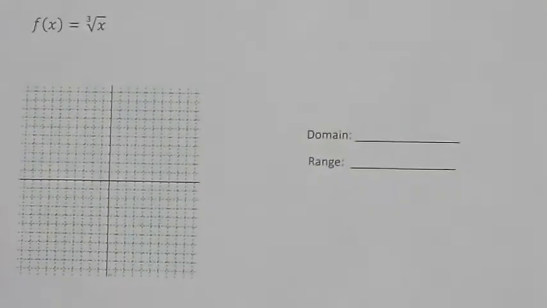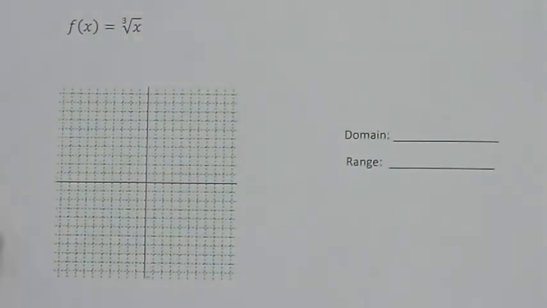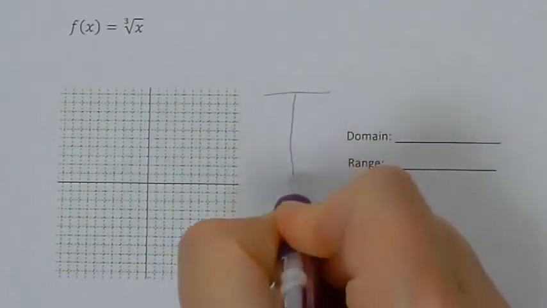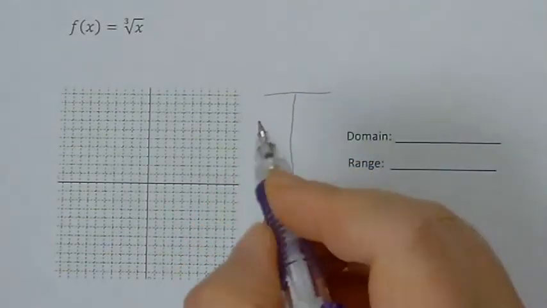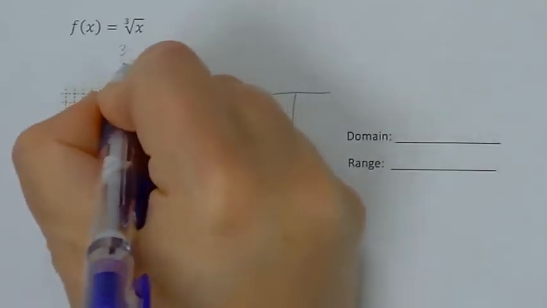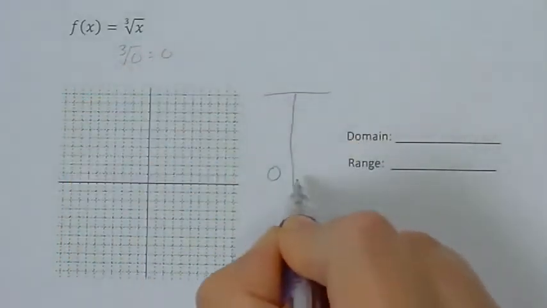Take a look now at the cube root function. So the one that looks like this, the cube root of x. So again, this one's going to be our parent function. So let's start off by making a table of values. Let's start by putting in 0. The cube root of 0 is 0.